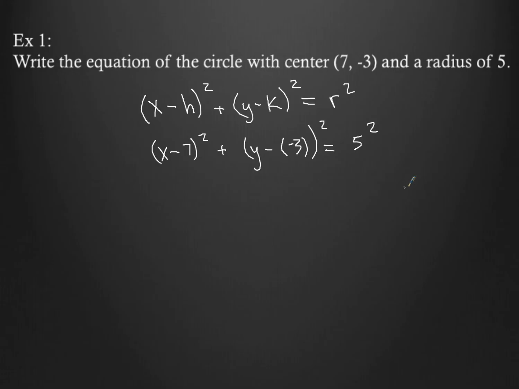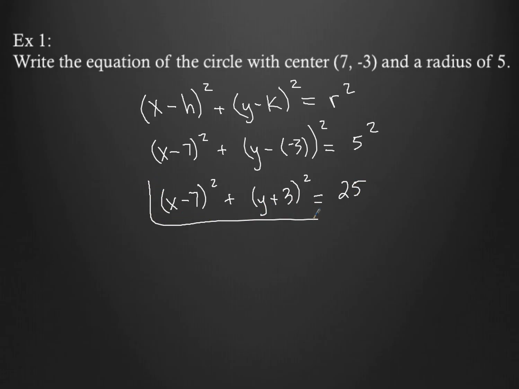Now I can't leave it like that, and that's a common mistake. So I want to make sure that I write x minus 7 quantity squared plus y minus -3 becomes y plus 3. So we have to make sure we change that, and then equals 25. Some people might be able to go right to that in their head. So that's the general form for this equation of the circle with a center at 7, -3, and a radius of 5. But what if you needed to write it in standard form?